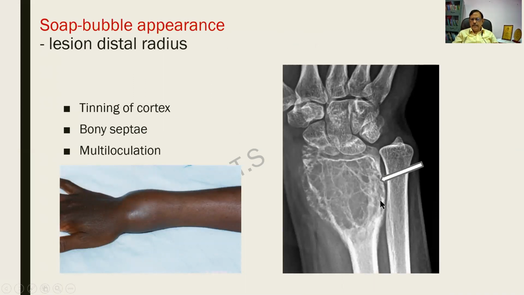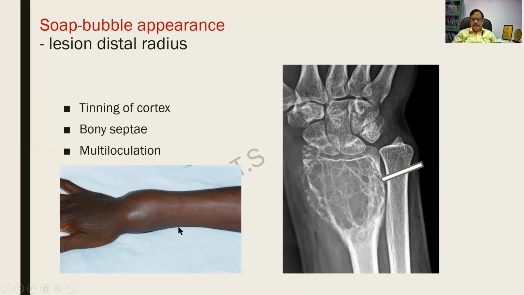This is a wonderful radiological picture. Again, the lower end of the bone shows a club-shaped expansion. There is thinning of the bone around. Very rarely it can break. And look at this one, I am finding multiple lines. These are all bony septae. And because of this, it appears as multiple bubbles, giving rise to a classical soap bubble appearance. This is a lesion at the distal end of the radius. Thinning of the cortex, bony septae, multiloculation, if you can remember this.